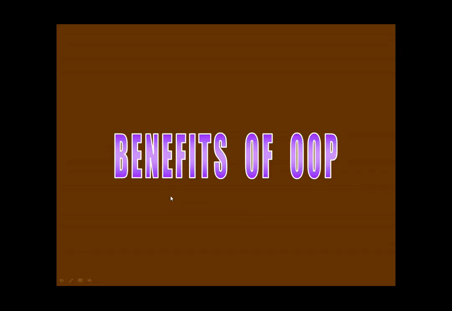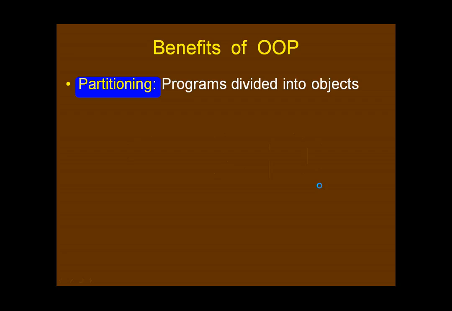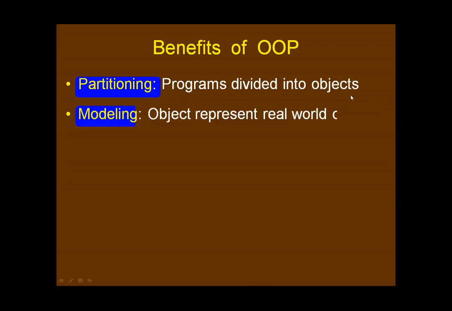Hello friends, now let us look at benefits of object-oriented programming system. First one, partitioning. Programs are divided into objects. See, in case of object-oriented programming, the programs are divided into number of objects. In case of procedure-oriented programming, the programs are divided into procedures, whereas in case of object-oriented programming, the programs are divided into number of objects.